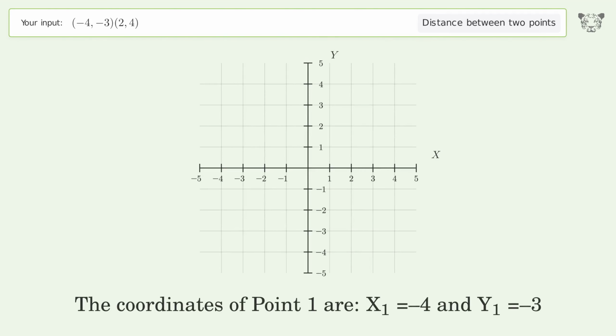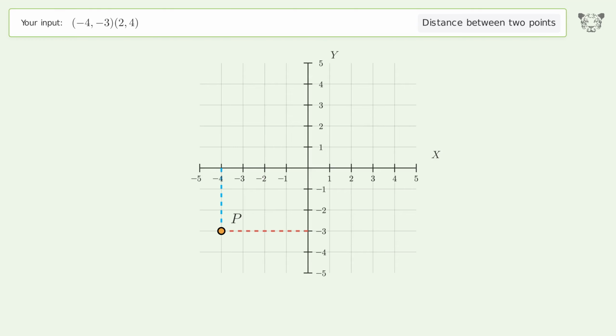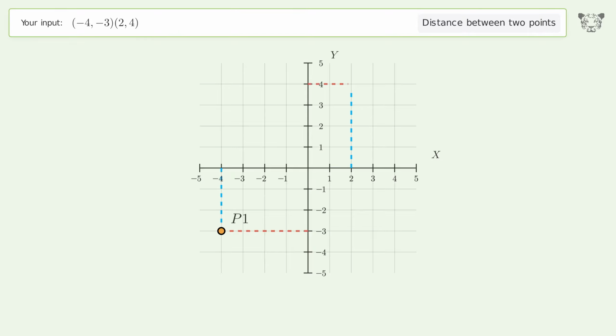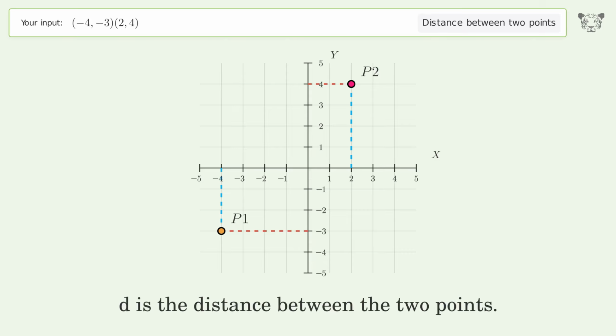The coordinates of point 1 are x1 equals -4 and y1 equals -3. The coordinates of point 2 are x2 equals 2 and y2 equals 4. D is the distance between the 2 points.